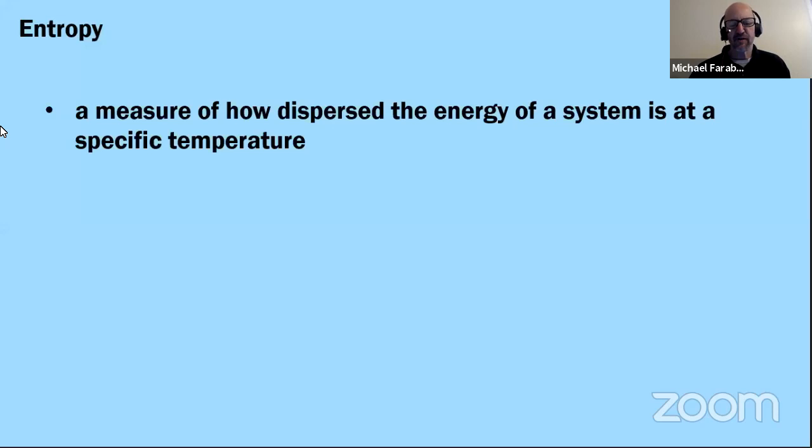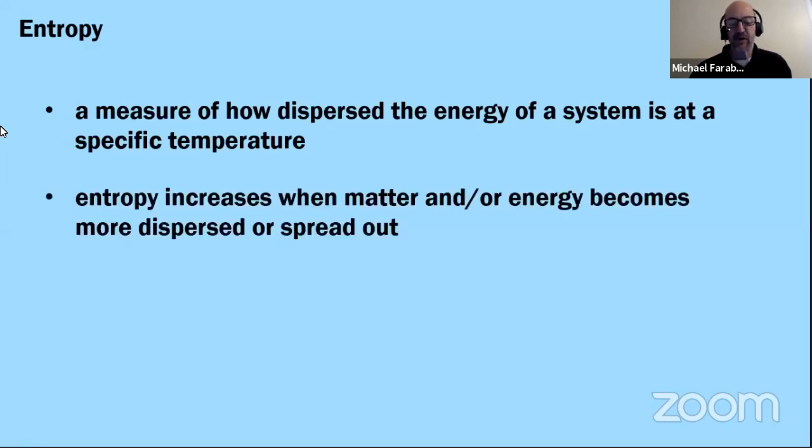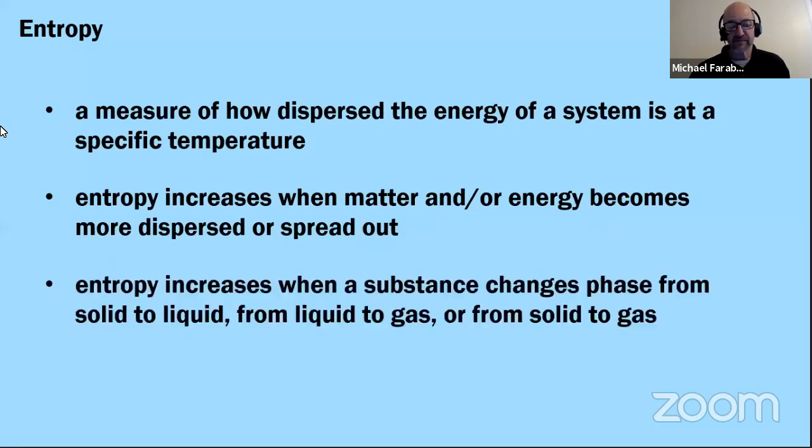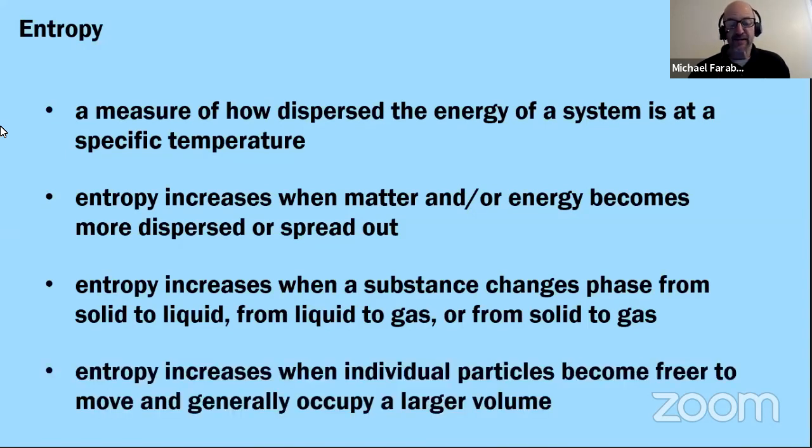Entropy is a measure of how dispersed or spread out the energy of a system is at a specific temperature. Entropy increases when matter and/or energy becomes more dispersed or spread out, and we're focusing on the particles of matter or the energy itself. Entropy increases when a substance changes phase from a solid to a liquid, from a liquid to a gas, or from a solid to a gas. All of those phase changes increase entropy as the particles become more dispersed and spread out. And entropy increases when individual particles become freer to move and generally occupy a larger volume.